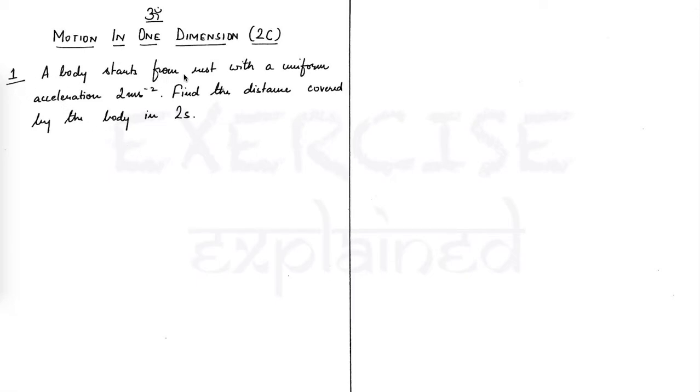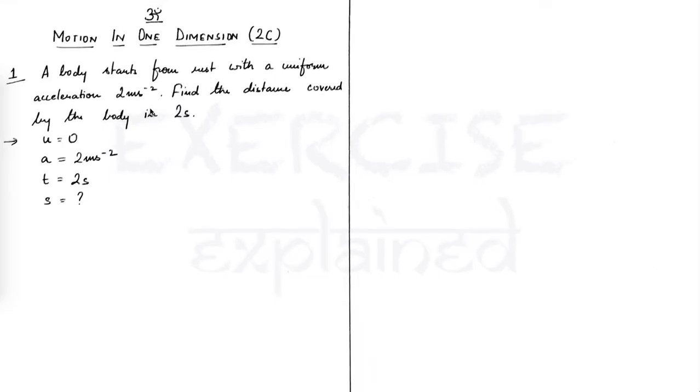A body starts from rest with a uniform acceleration of 2 meter per second square. Find the distance covered by the body in 2 seconds. So here it is given clearly that the body starts from rest. When it is given the body starts from rest, we should understand that initial velocity is equal to 0. Acceleration value is given as 2 meter per second square. Time is given as 2 seconds. Displacement we need to find.